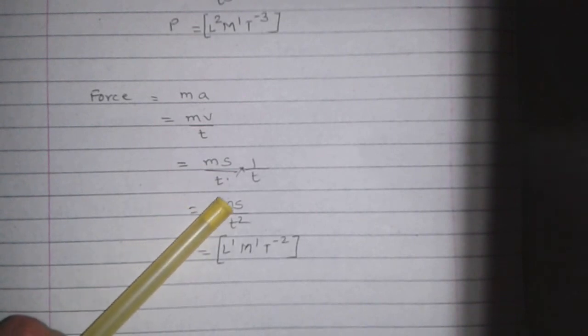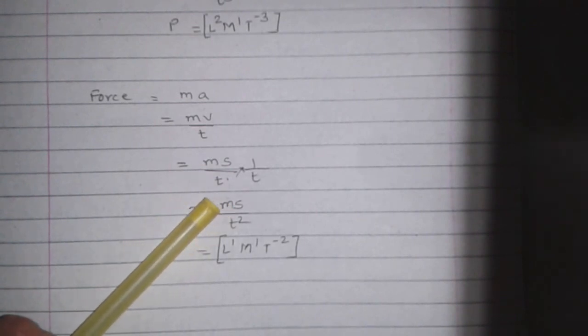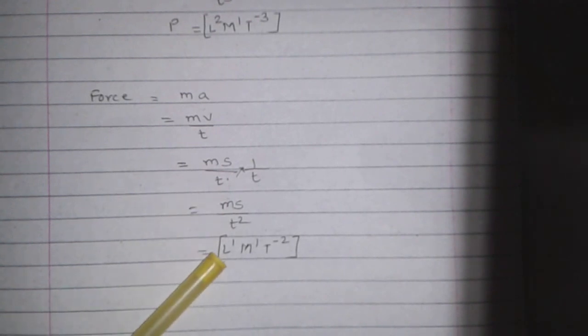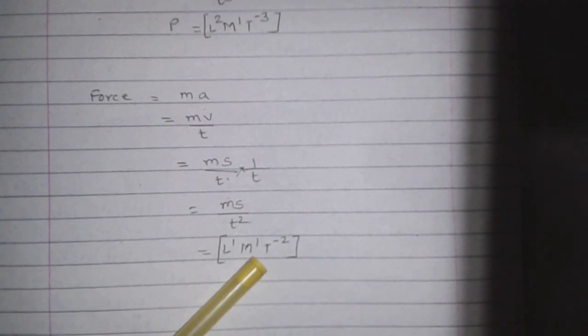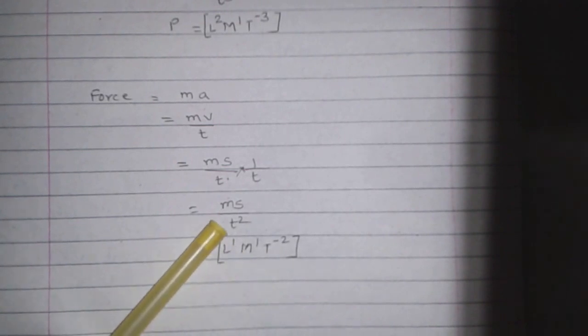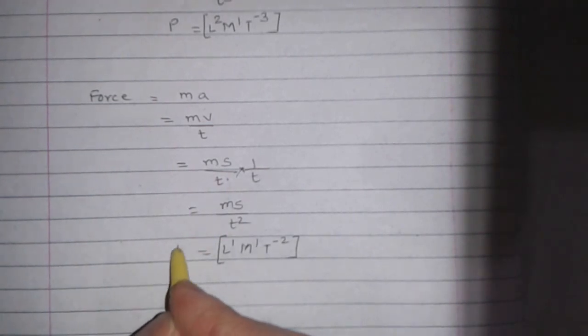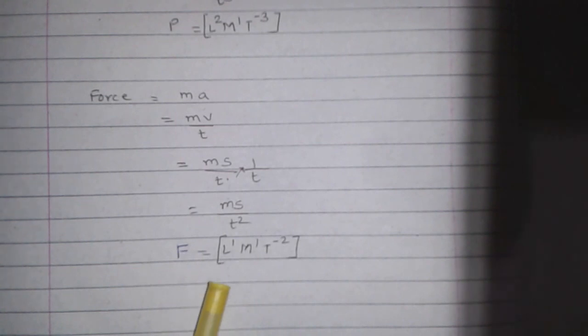So, as s and m have only the power 1, it can be written as L1, m1, and t to the power minus 2, because t square is in the denominator. So, the dimensional equation for force is L1 m1 t minus 2.